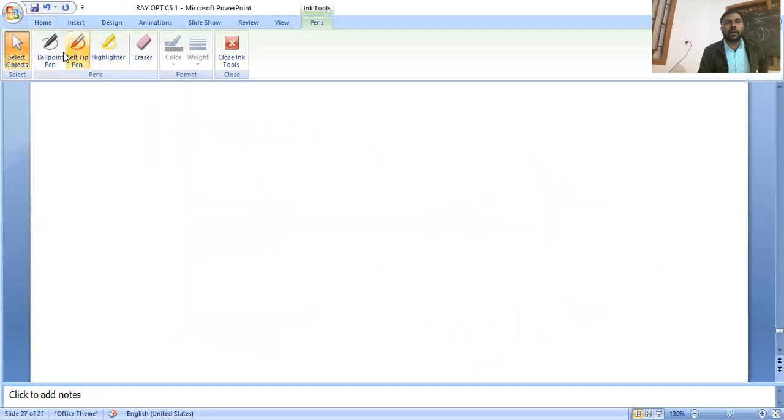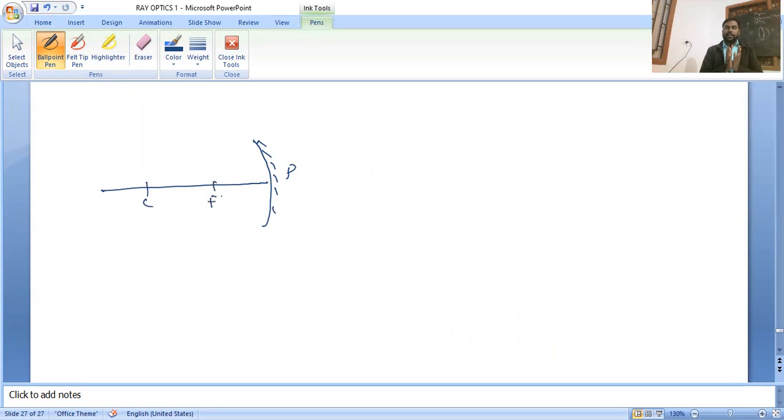Okay, so I am taking an example here. This is our concave mirror, this is the pole, this is our center of curvature, and this is the focus. Let me take an example of a mirror.